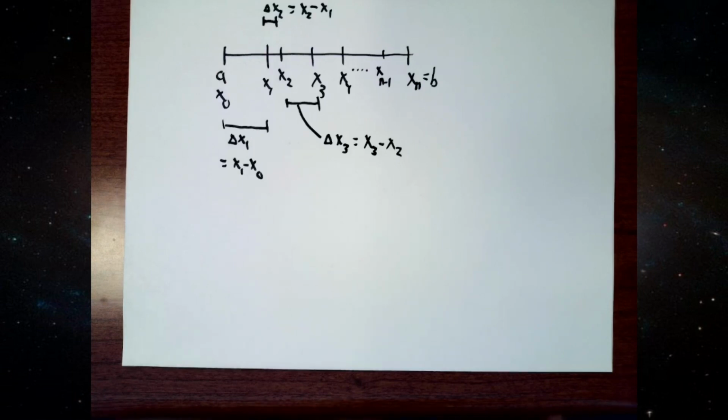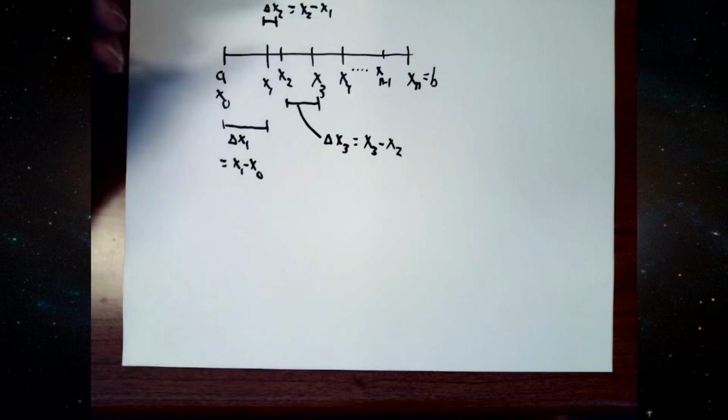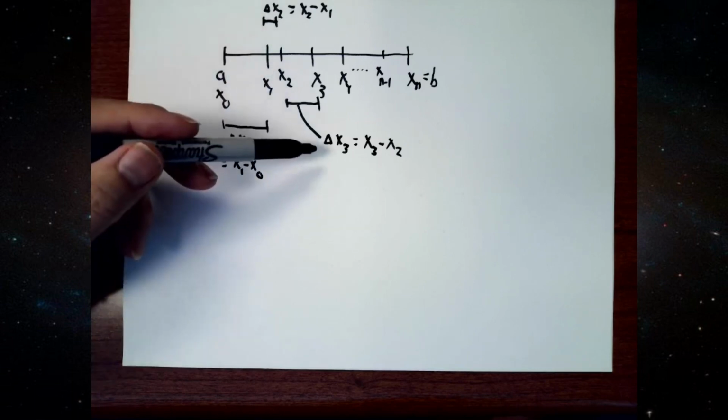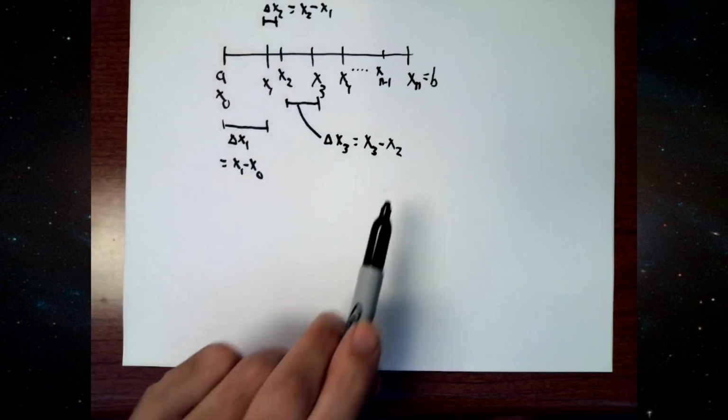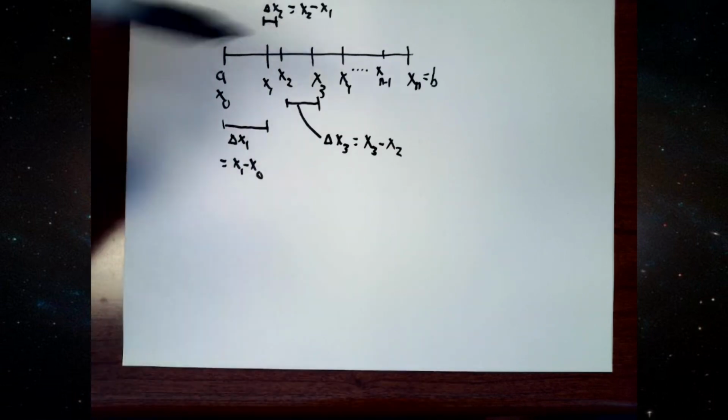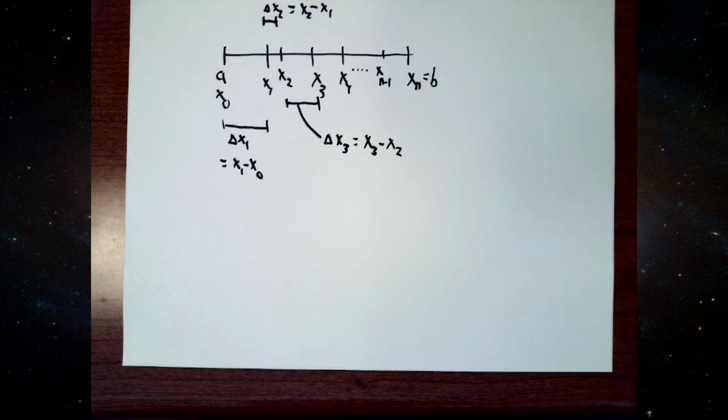So, for example, delta x1 is x1 minus x0. Here, delta x2 is x2 minus x1. That's how wide the second subinterval is. Delta x3 is x3 minus x2, this distance, and so on.